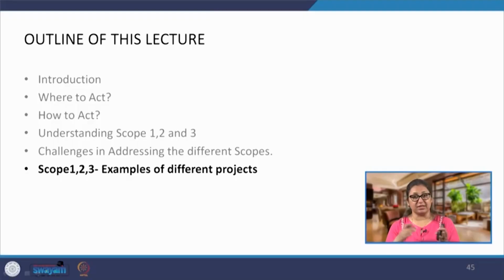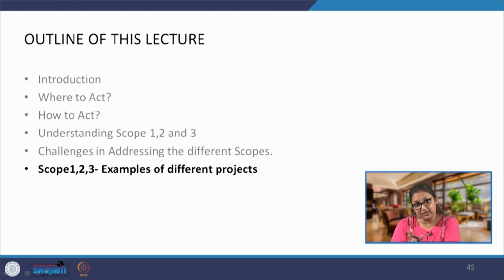Now, quickly looking at a recap of what we have done previously, and then going ahead with what we are going to be doing today. We saw how to set up the boundaries, how to identify the organizational and operational boundaries. That was where we identified where to act, where the intervention is going to happen. Once we had prepared the inventory, accounted for where the emissions are coming from, we identified the places where we need to act and then how to act. So, what are the kind of interventions that are going to take place?